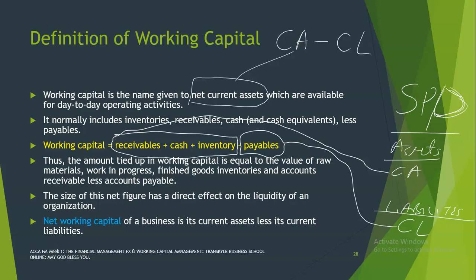So what is involved in working capital? We are looking at things like the raw materials, the work in progress, finished goods inventories, and accounts receivable, less accounts payable. We have also left the cash there. Also, cash is involved, less accounts payable. Then that's our working capital.